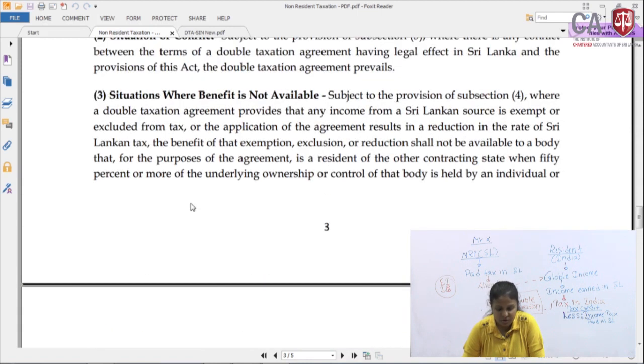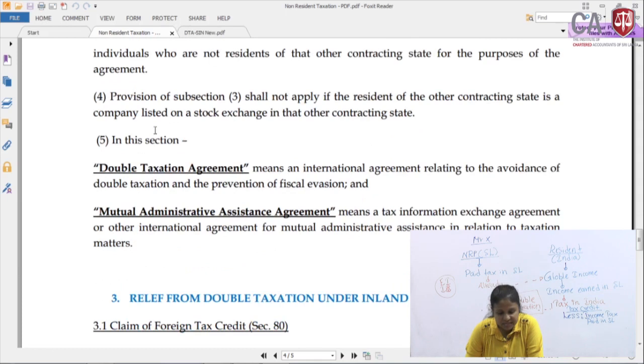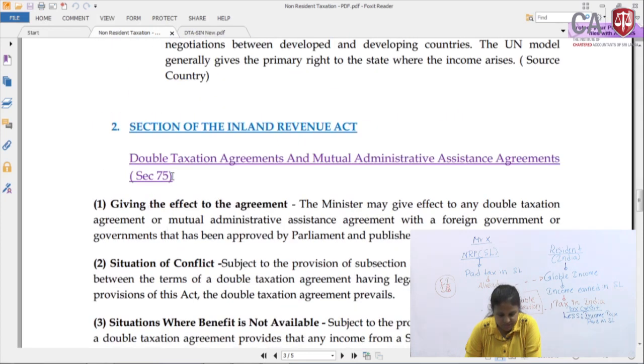This third provision, the situation where the benefit is not available, is provided to reduce the shifting of profit between two countries. Underlying ownership of 50% or more means, according to our law, associated persons. To avoid profit shifting and the reduction of income tax revenue, these kinds of safeguard provisions are applicable. Now we will see the definitions for section 75, which we have discussed.